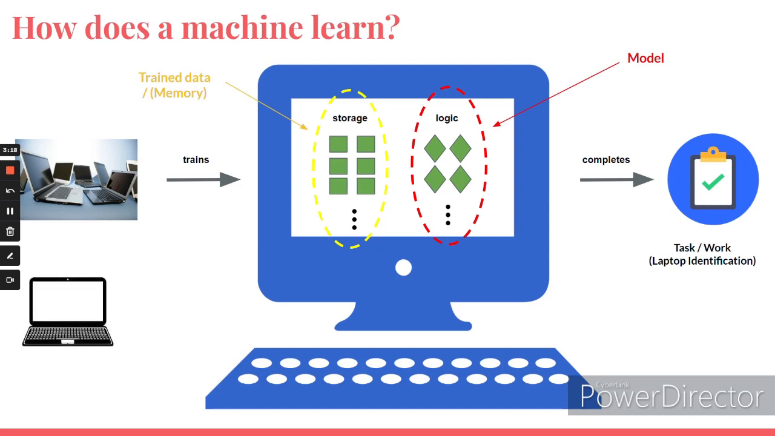Once the model is generated, if you give an image of a laptop as an input, it will properly identify it as a laptop. If you want the machine to do some work or task, you need to build the model first. In order to build the model, we need to train the machine with huge amounts of data.